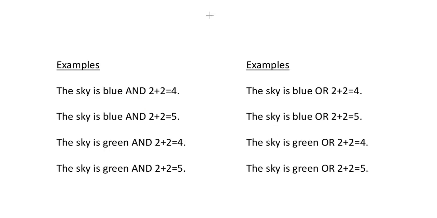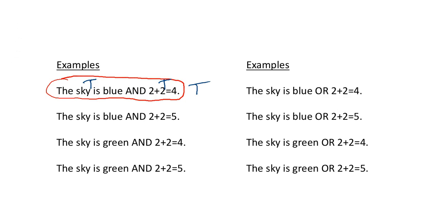So let's look at some examples of and. The sky is blue, and 2 plus 2 is equal to 4. So I want to know if this statement as a whole in its entirety is true. For and, the only way that statement as a whole can be true is for the individual statements to be true. And in this case they are. The sky is blue, that's true. 2 plus 2 does equal 4, that's true. And so as a whole this statement is true.